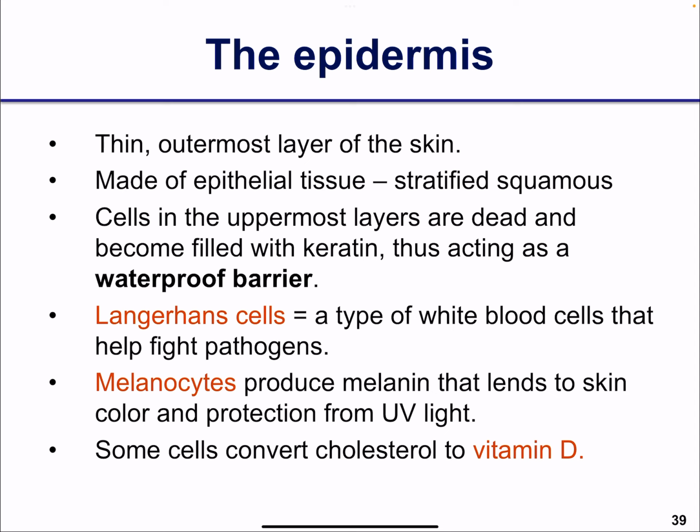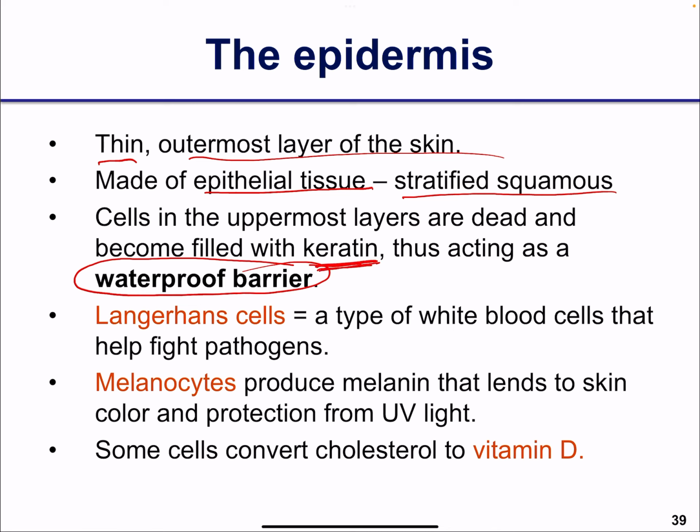So again, the epidermis here is thin and is the outermost layer, made up of epithelial tissue, stratified squamous epithelium. This epithelium is going to be waterproof because it contains a bunch of keratin. Keratins are proteins. Now, in the epidermis, we're going to have some cells that are very important for protecting you against infection. These are the Langerhans cells. These are white blood cells whose job is to engulf pathogens and get rid of them.